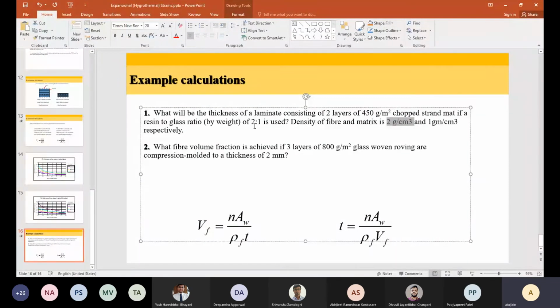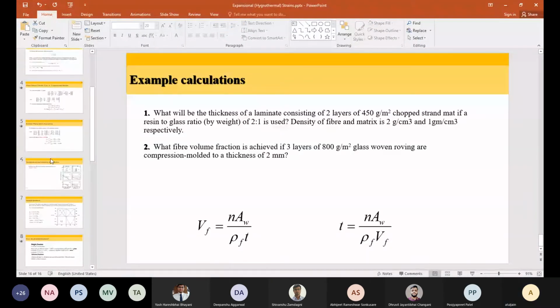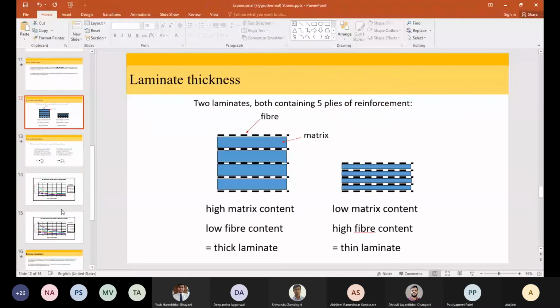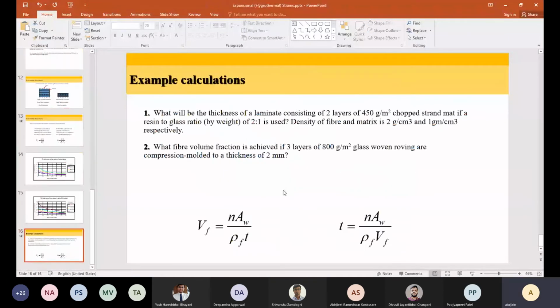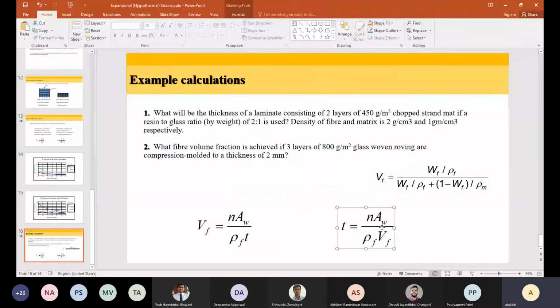And volume fraction is not known. We know the weight fraction. Weight fraction is 2:1. So first let us calculate the volume fraction. How will we do that? We will use the formula. So first, using this formula, you can calculate the VF and then use this formula and get the value of T. Please tell me what is the value of T?